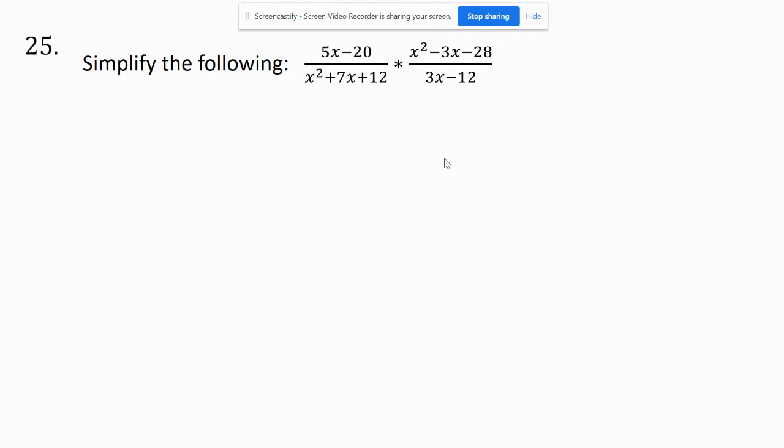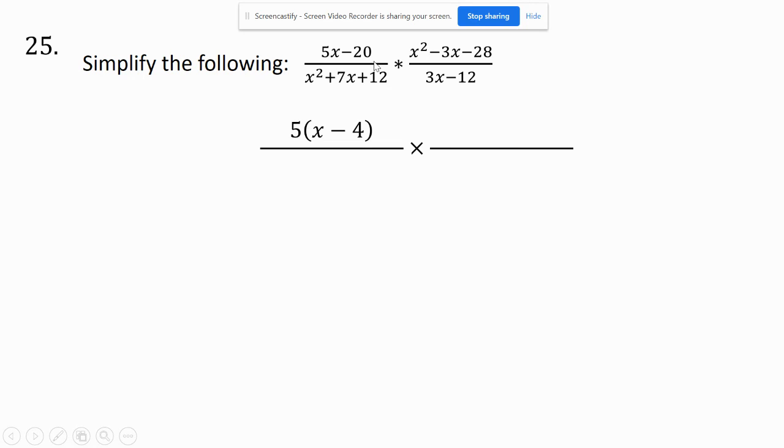To simplify the following, we have the quantity (5x minus 20) over (x squared plus 7x plus 12) times (x squared minus 3x minus 28) over (3x minus 12). And that is a times. That's a little times button here. So the first thing we want to do is factor these.